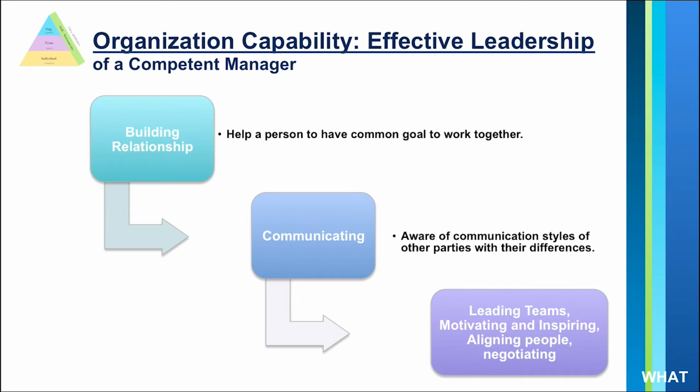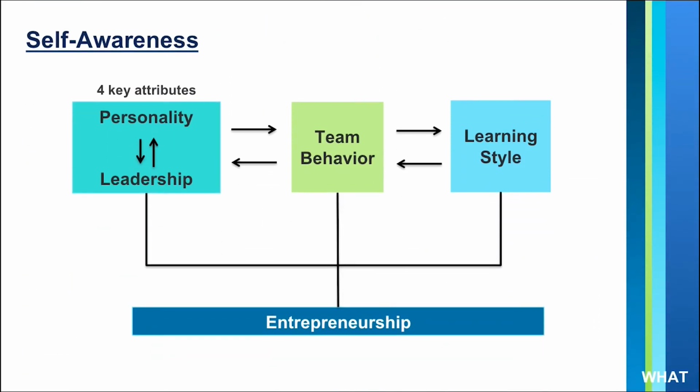My 2 highest capabilities also help me to build and develop other capabilities such as leading teams, motivating and inspiring, aligning people, and negotiating, which I still need to improve. To sum up, my personality and leadership capabilities are interconnected with each other and affected by my 4 key attributes. Those aspects are also interconnected with my behavior when I am in teams and interconnected with my learning styles.